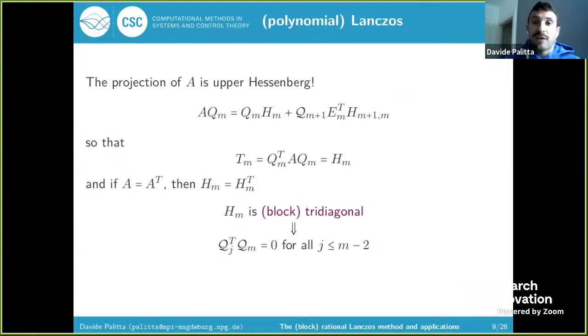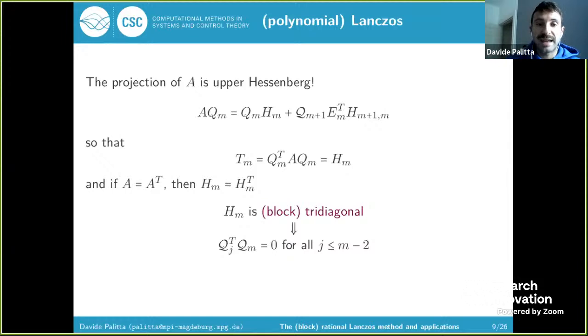In the case of polynomial Lanczos or polynomial Arnoldi, since we're employing Gram-Schmidt in Arnoldi, the projection of A onto the subspace is upper Hessenberg. And actually, in the polynomial case, the projection of A, the matrix T_m, is equal to the matrix H_m, the matrix that stems from the orthogonalization procedure.